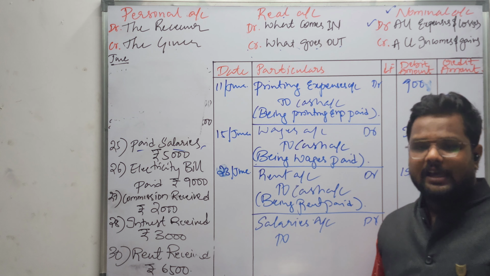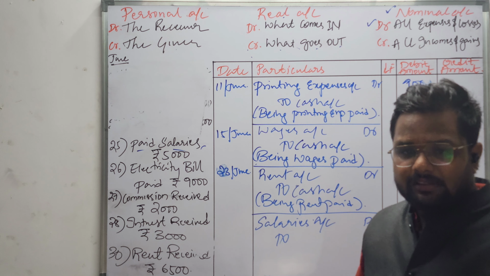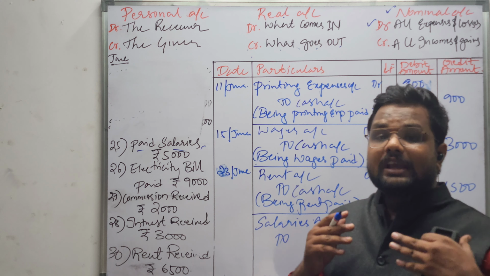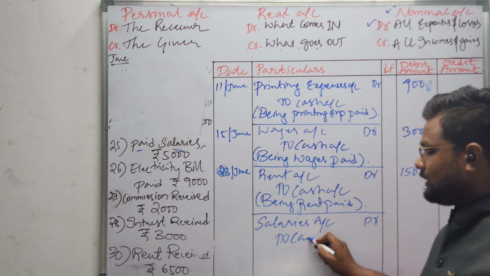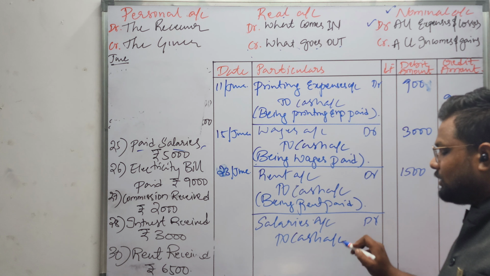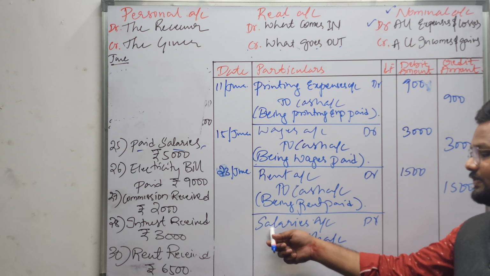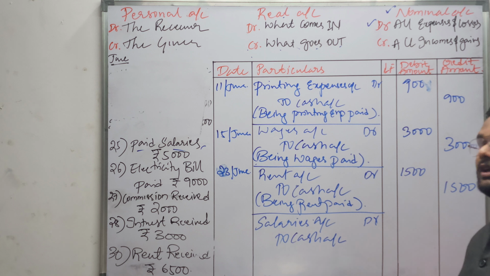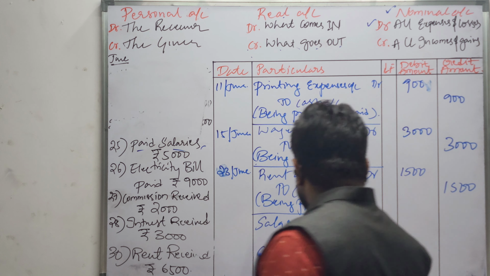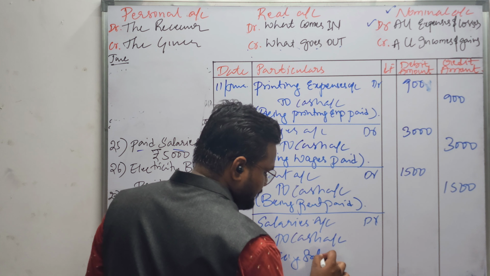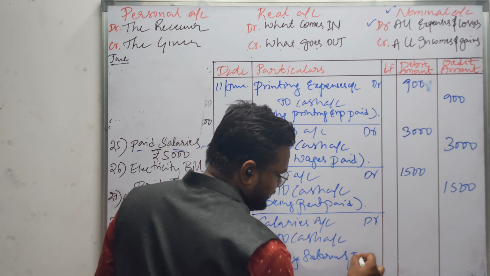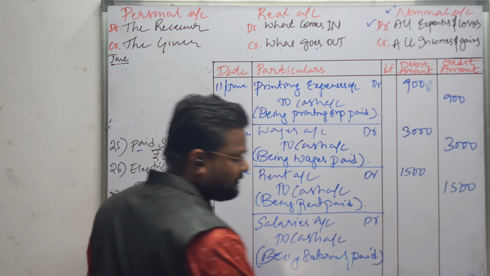Whenever you're paying salaries, what's happening? Is there anything coming in? No. Cash is going out instead. So what is going out? Cash is going out. So the entry is salary account debtor to cash account. What's the narration for that? Being salaries paid. So this is the narration for that.